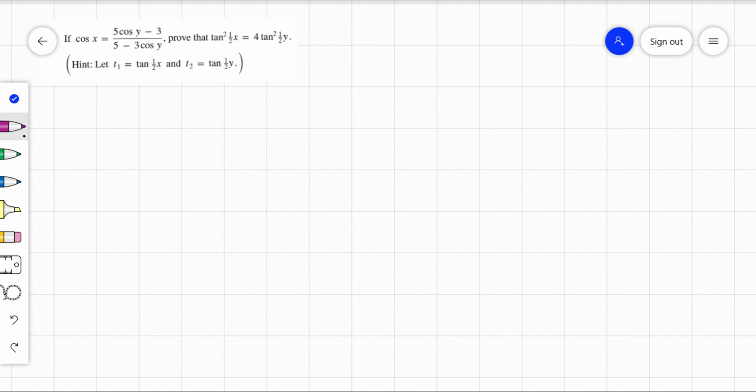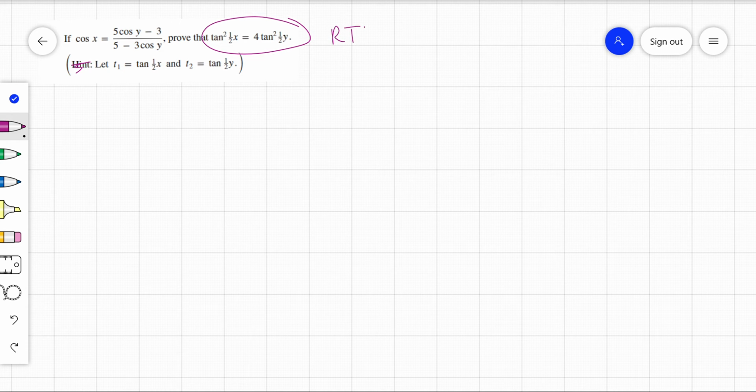Alright, so here we've got: if cos x equals blah blah blah blah, prove that tan squared half x equals 4 tan squared half y. Alright, so we have a hint, which is very nice of them to give us. So if we use that hint, say we let t1 equal tan x on 2 and t2 equal tan y on 2, then this is what we're required to prove.